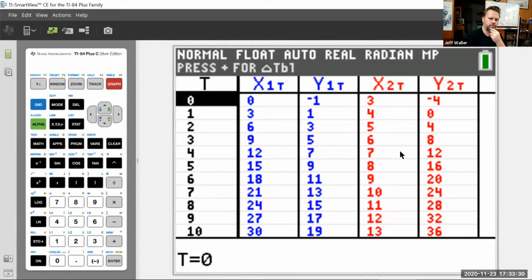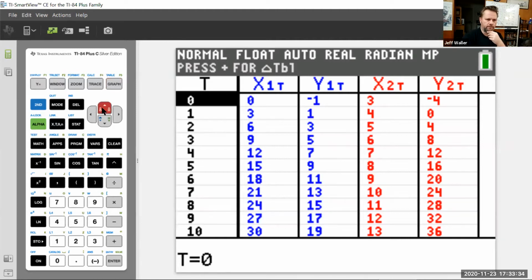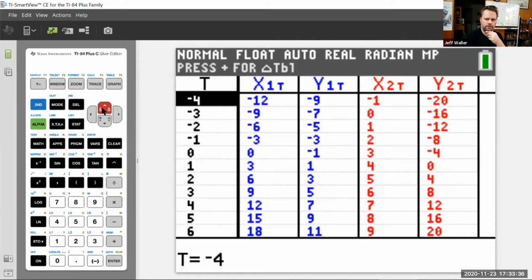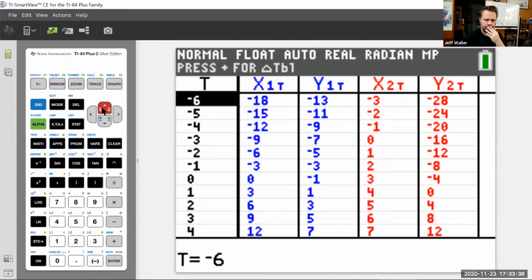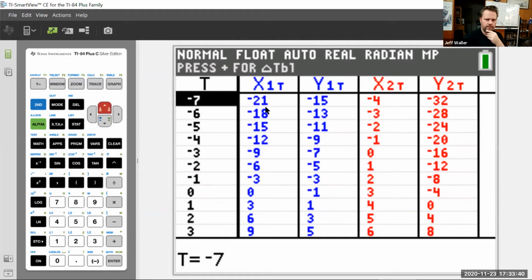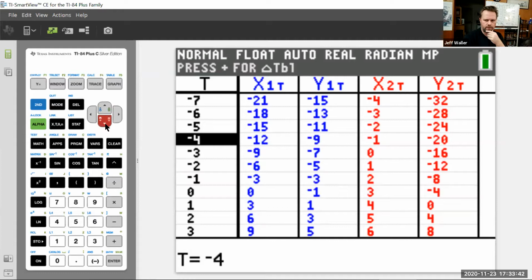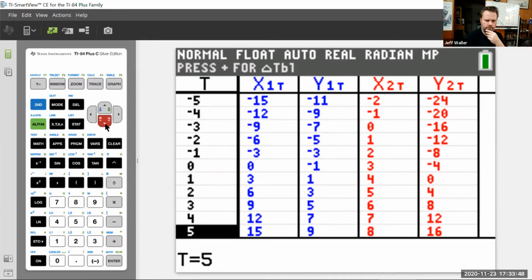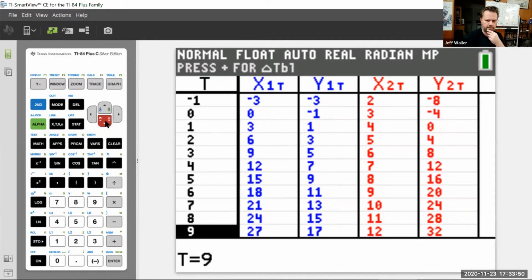Okay, looks good. So you can kind of look backwards and see if anything looks like, see that's getting out of control here. It doesn't look like they actually go through the same spot, does it? No.